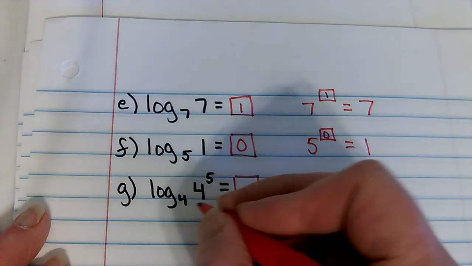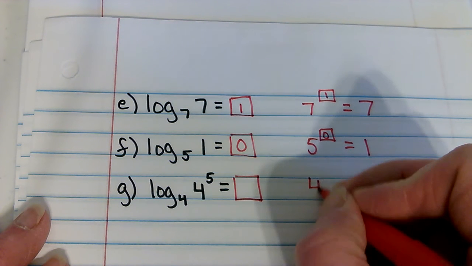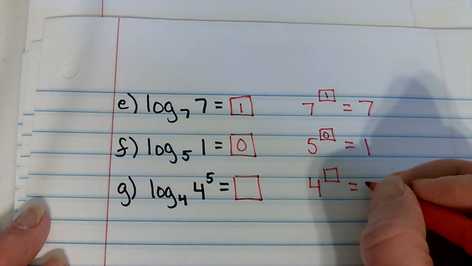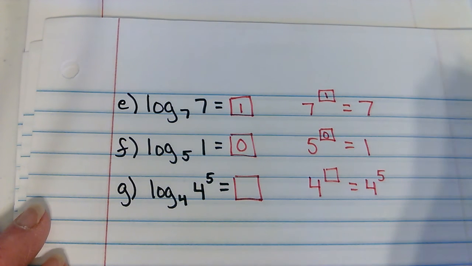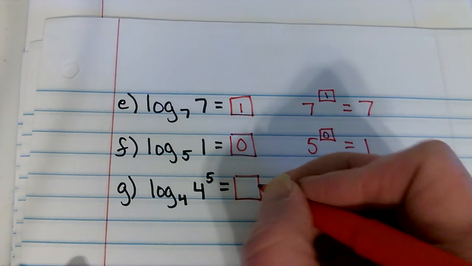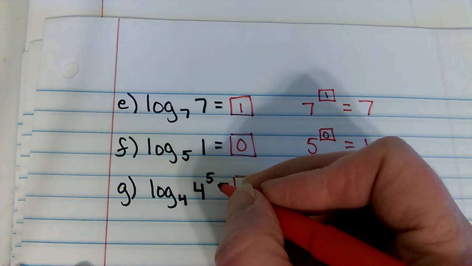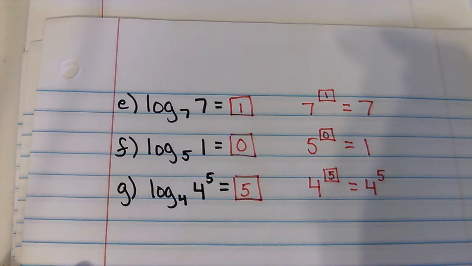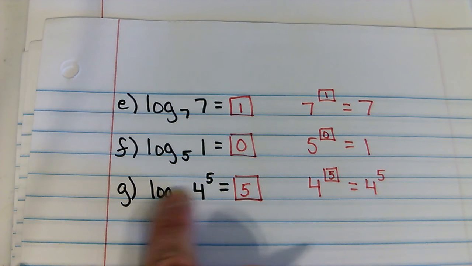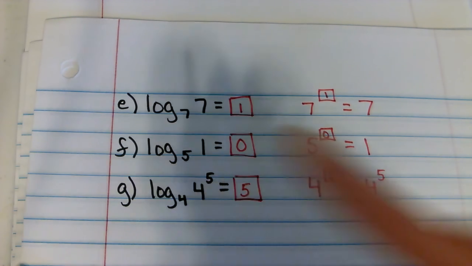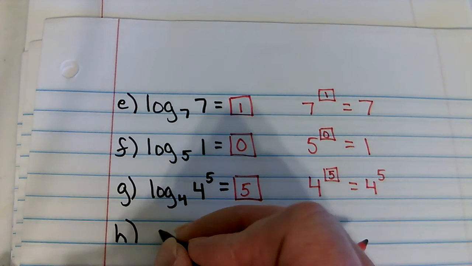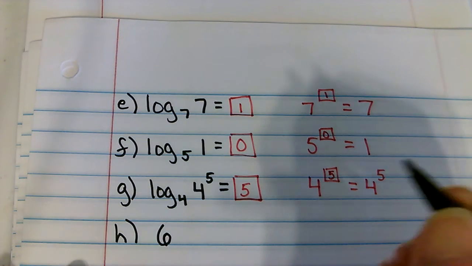This one looks tricky. Base is 4. To what exponent gives me the argument? It's not that tricky. It's just a 5. Now remember, we also said that logarithms and exponentials were inverses. They undid each other. So it's almost like that whole thing canceled each other out and we were left with that exponent.